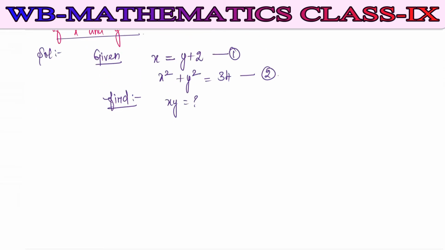So here the first one, we have x is equal to y plus 2. This given expression, I am going to shift that y to the opposite side. So when you shift, we get the equation x minus y is equal to 2. And we have x square plus y square is equal to 34. So easily we can find xy when you take squaring on both sides.